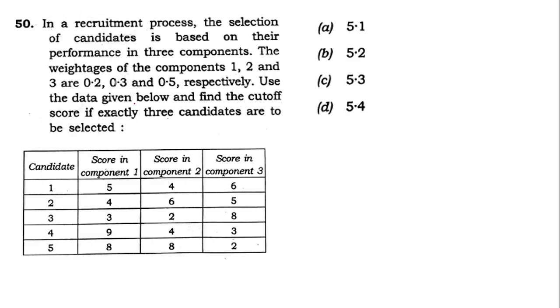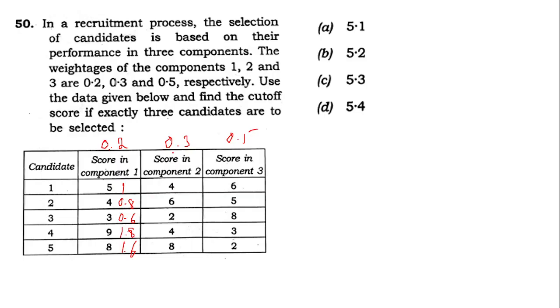Absolutely fine. Let us check. The first component's weightage is 0.2, for the second one it is 0.3, and the third one is 0.5. So what this basically means is, whatever the score is, we have to multiply by this. When I multiply 5 into 0.2, it is 1. 4 into 0.2 means 0.8, 3 into 0.2 means 0.6, 9 into 0.2 means 1.8, 8 into 0.2 means 1.6. It's just double, that's it, with a decimal point, of course.